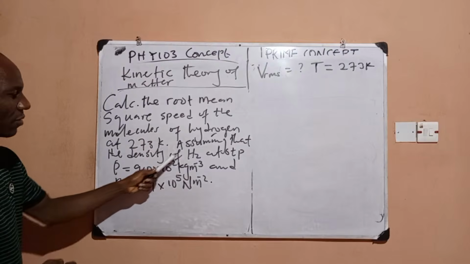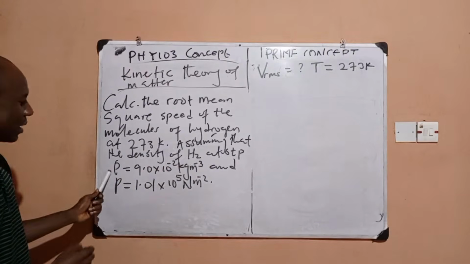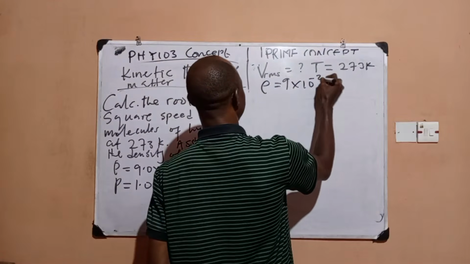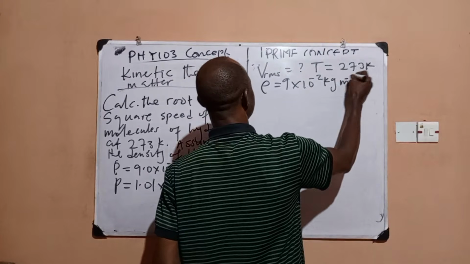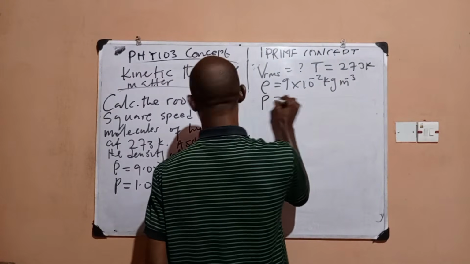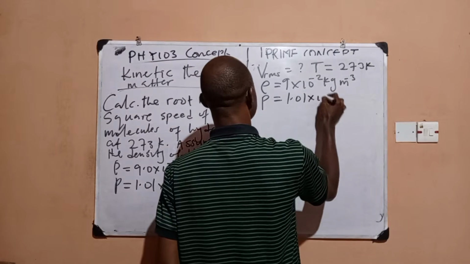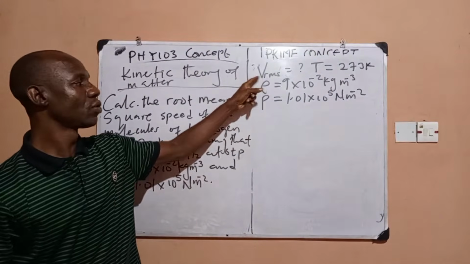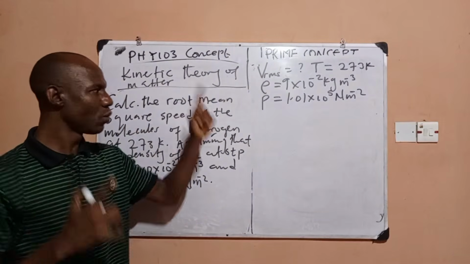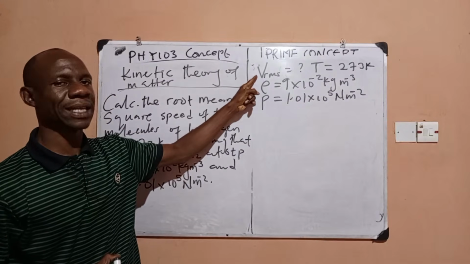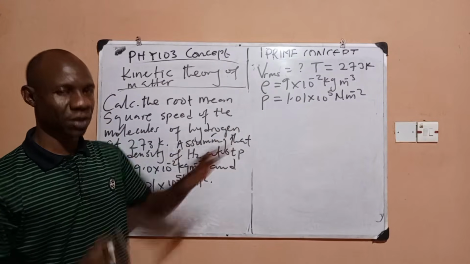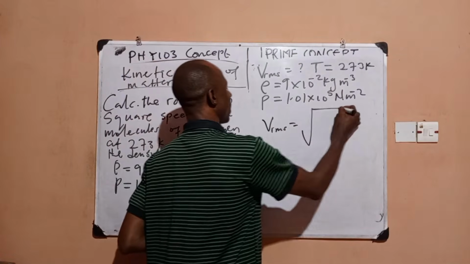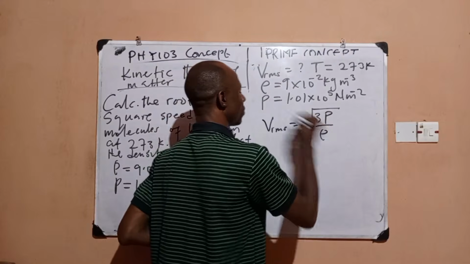assuming the density of hydrogen at STP, they gave us density to be 9 times 10 to the power minus 2 kilogram per meter cube. They also gave us pressure, 1.01 times 10 to the power 5 Newton per meter square. Now they want us to calculate the root mean square speed. Very quickly, what formula can you use to find RMS speed where you have density and pressure? You are very correct. The formula is RMS equals square root of 3p over rho.